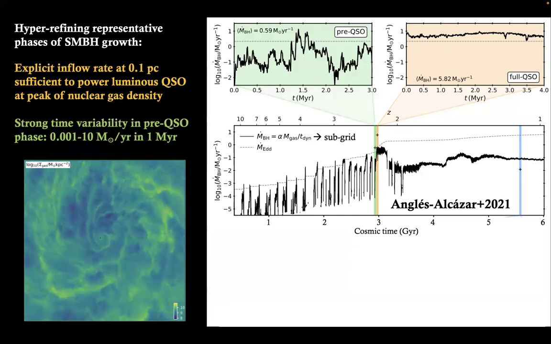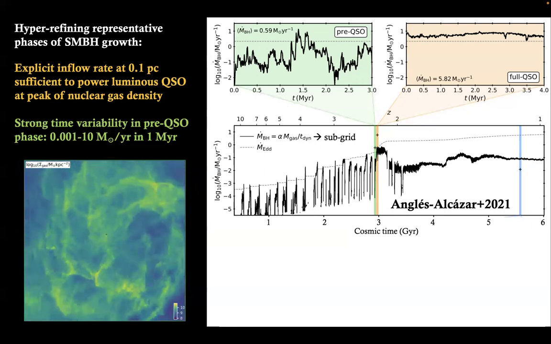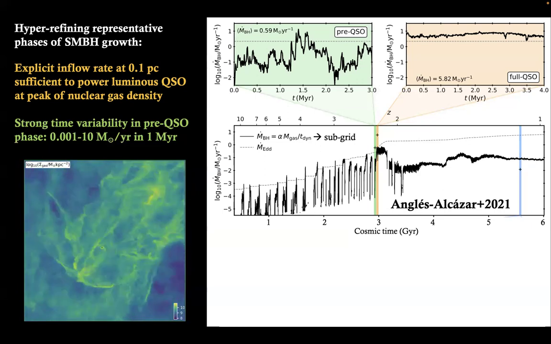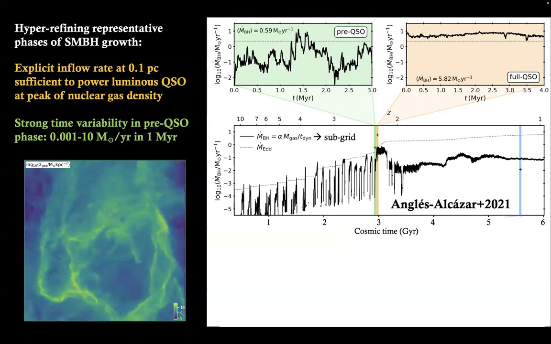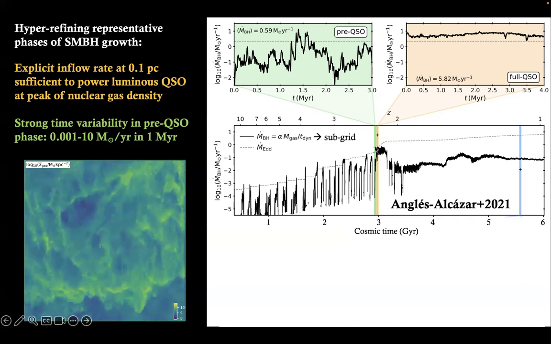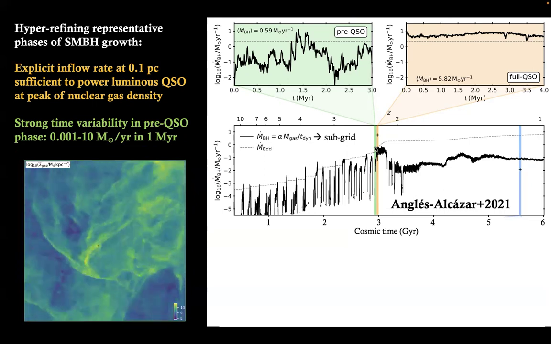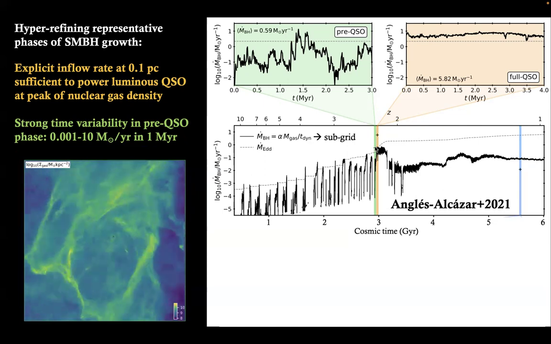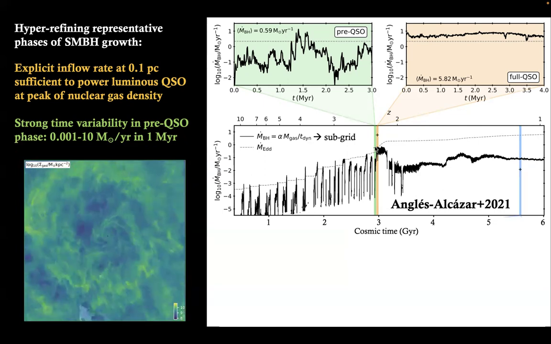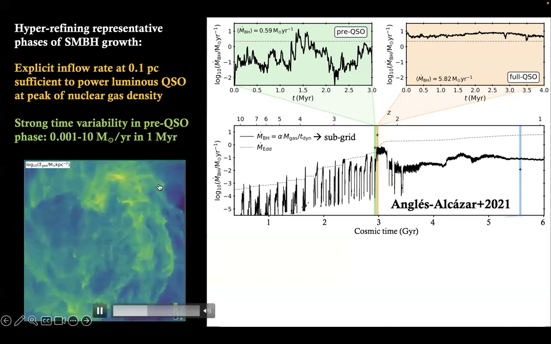Now we may ask, of course, quasars are very rare objects, so these types of conditions shouldn't happen very often. So what we did was to go back only 40 million years earlier in the history of the same galaxy and do the same experiment. We hyper-refined the simulation and measured explicitly what the accretion rate is on subparsec scales. And again, to our surprise, we found that the conditions are very, very different.